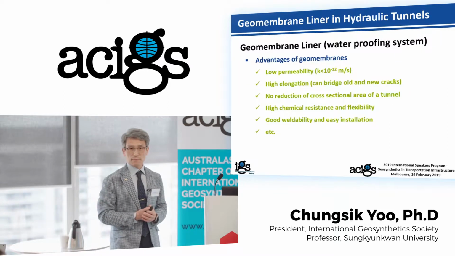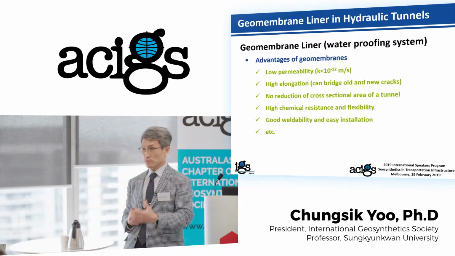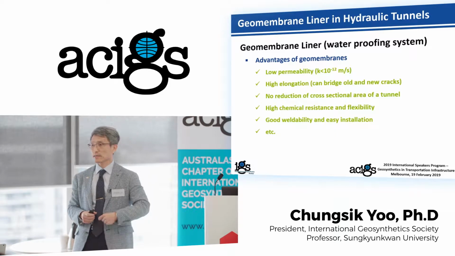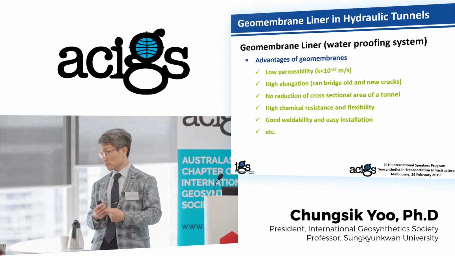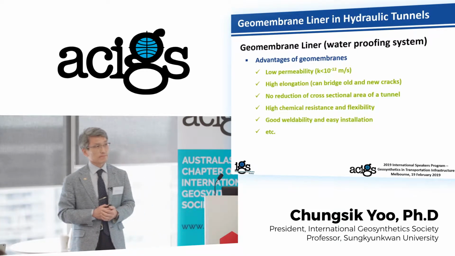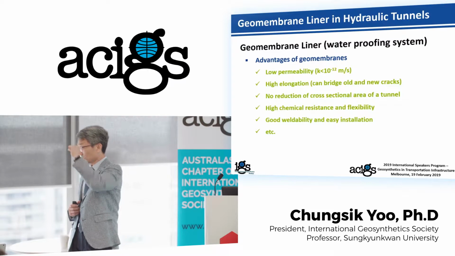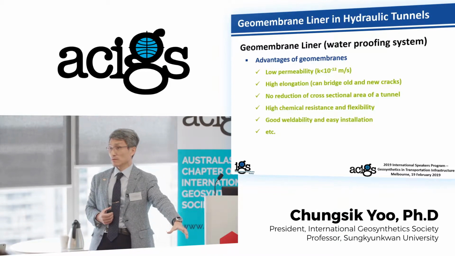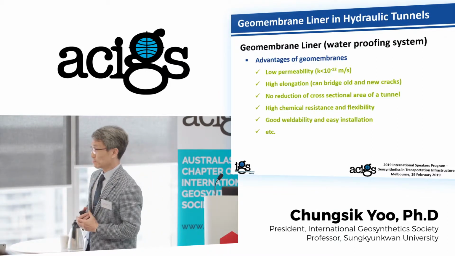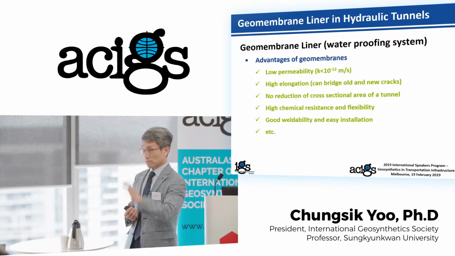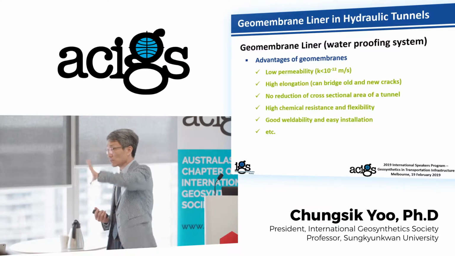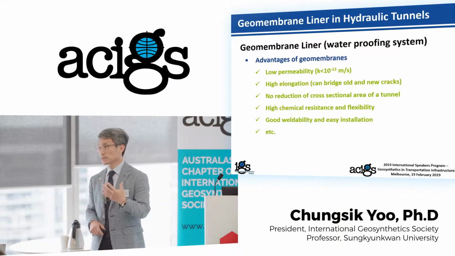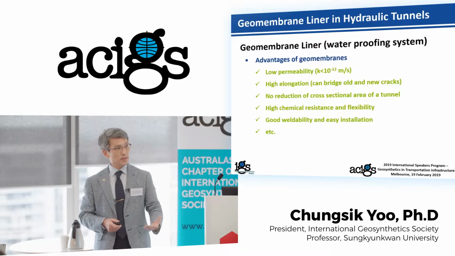So what are the advantages of geomembrane? First, low permeability. As you know, this is a barrier. And high elongation, so geomembrane can bridge the old and new cracks. Very efficient. And because thickness is very thin, it doesn't compromise the tunnel diameter. If you have to use a concrete structure, then it has some thickness, right? So that reduces the cross-sectional waterway, which is not good. And also high chemical resistance and flexibility, good weldability and easy installation.